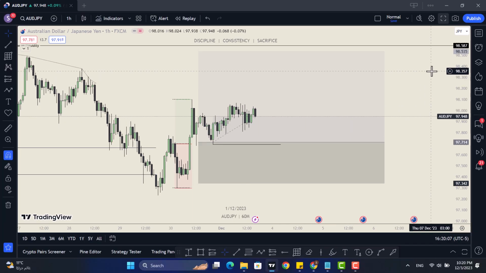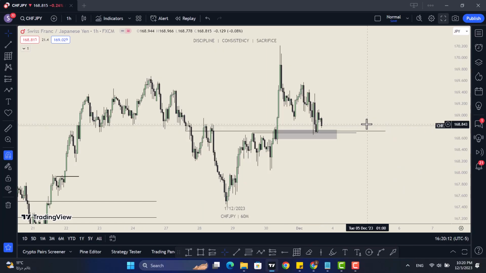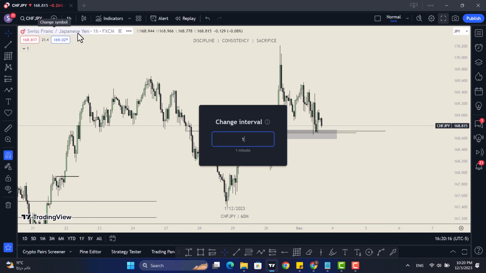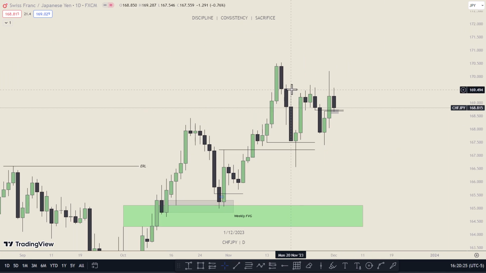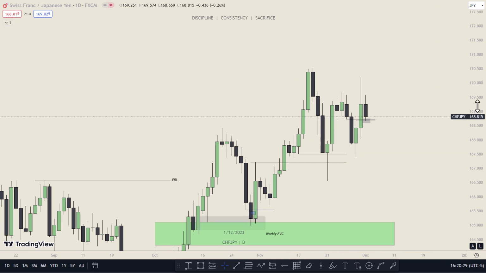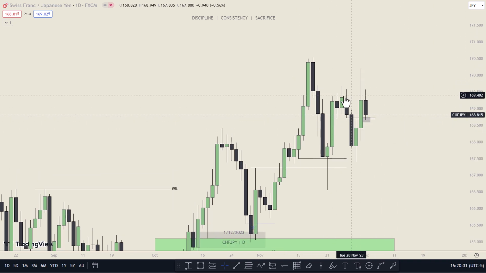Now let's go to another pair. So this is the Swiss franc against the Japanese yen. Let's take a look at it. This one is also bullish, but we are in a consolidation right here. So I will not force anything on this particular pair.